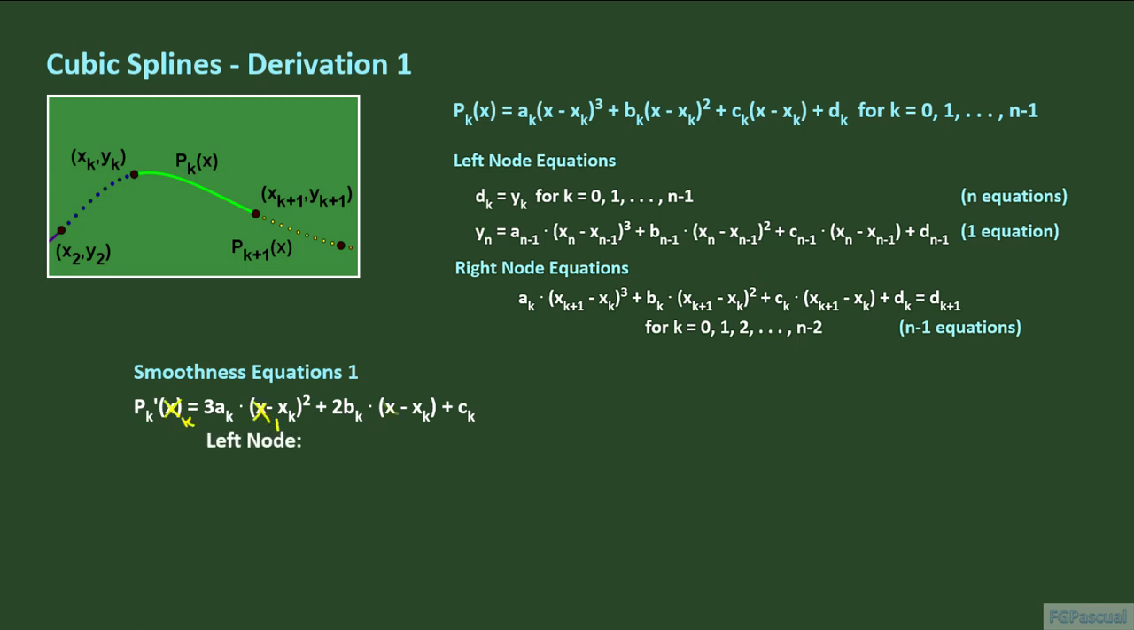Replacing x by x sub k in p sub k prime of x, c sub k is the only term that will be left, and so p sub k prime of x sub k equals c sub k.